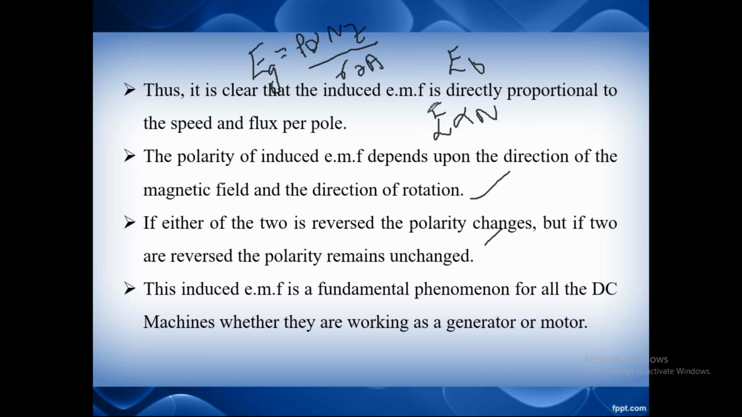The only difference is what we are talking about, whether it is a generator or a motor. If we are talking about a generator, we call it generated EMF, and if we are talking about a motor, we call it back EMF.